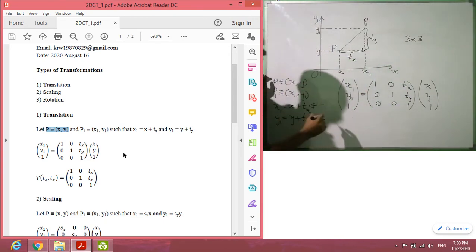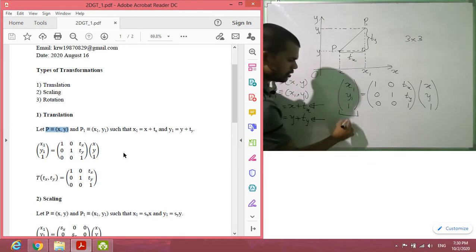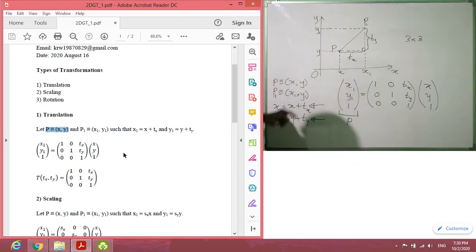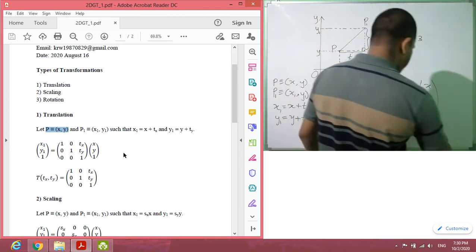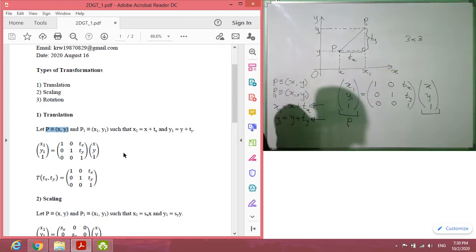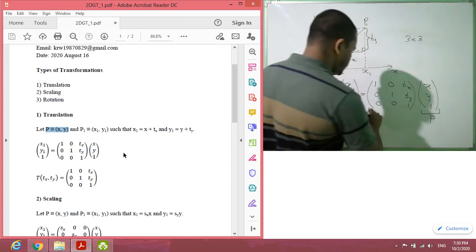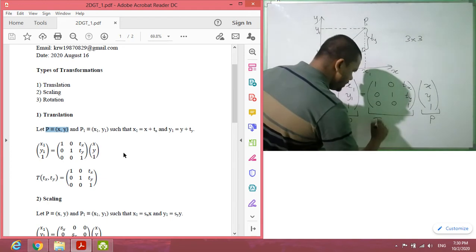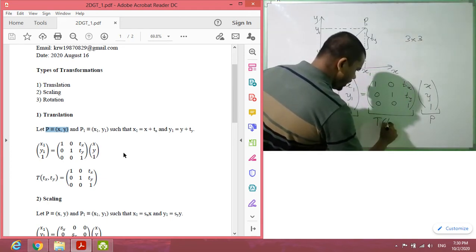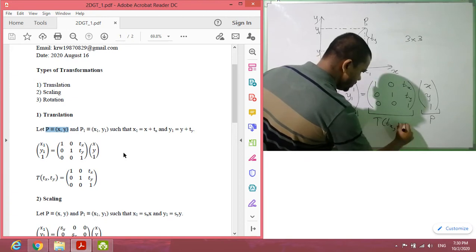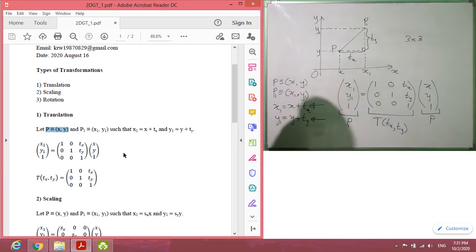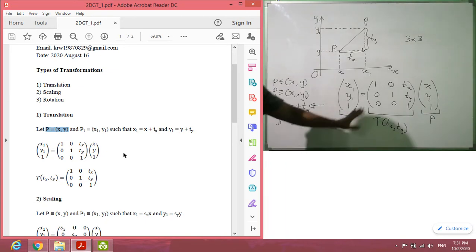Now you can see here we have represented the coordinates of point P1, and here we have represented the coordinates of P, and this matrix we call T of Tx comma Ty, and that is what we have shown here.